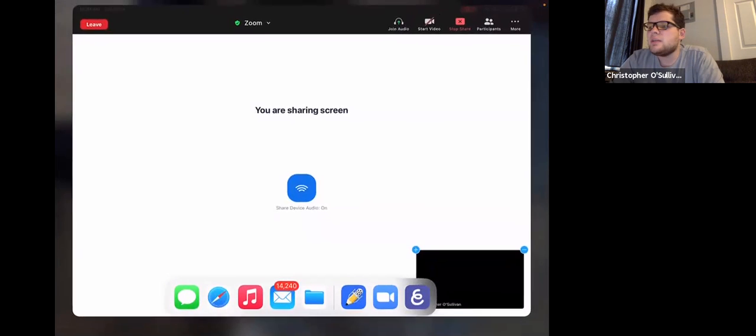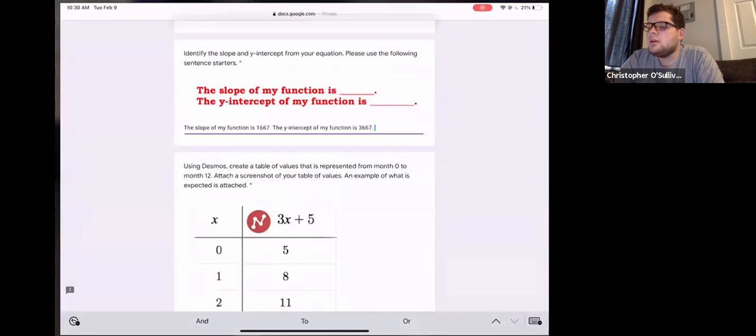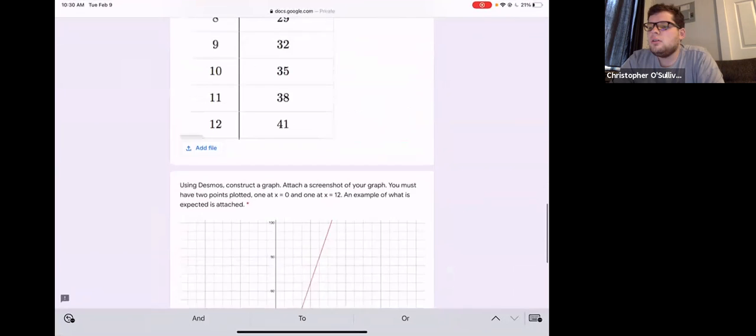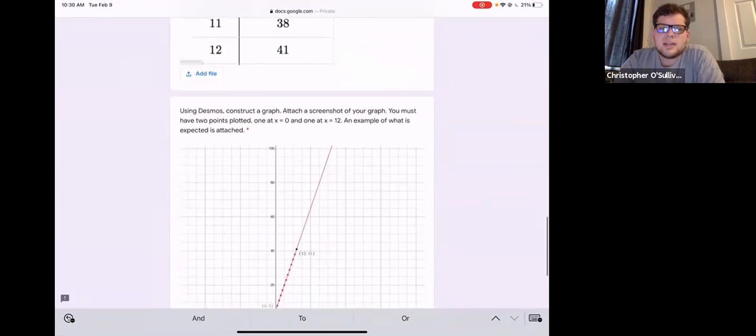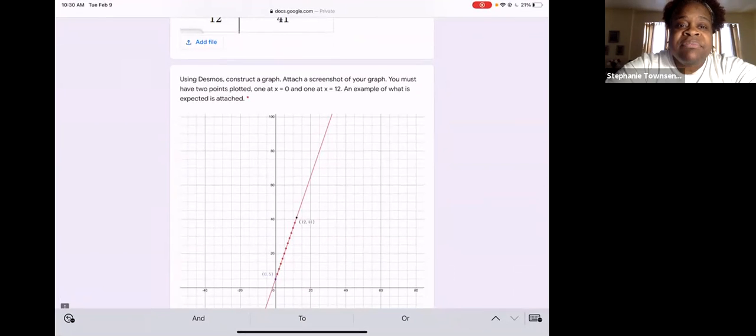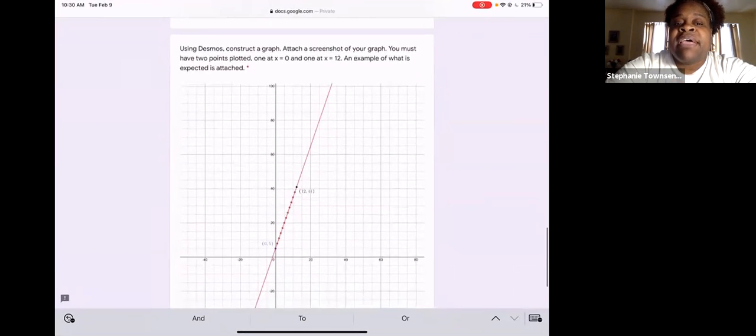So now I'm going to share my screen from my iPad. We would then attach the screenshot right here into the add file, and then we would go on to our next question. Ms. Townsend, can you read this question? Using Desmos, construct a graph, attach a screenshot of your graph. You must have 2 points plotted, one at x equals 0 and one at x equals 12. An example of what is expected is attached.